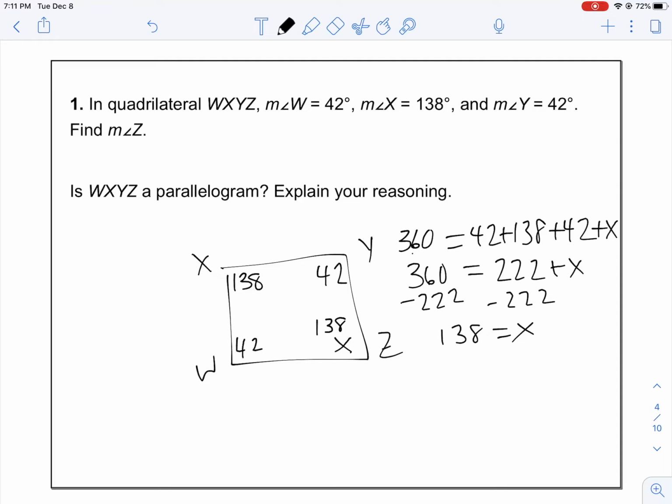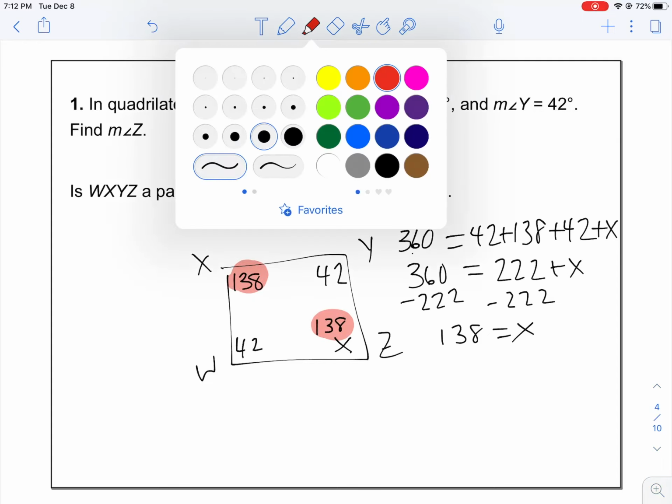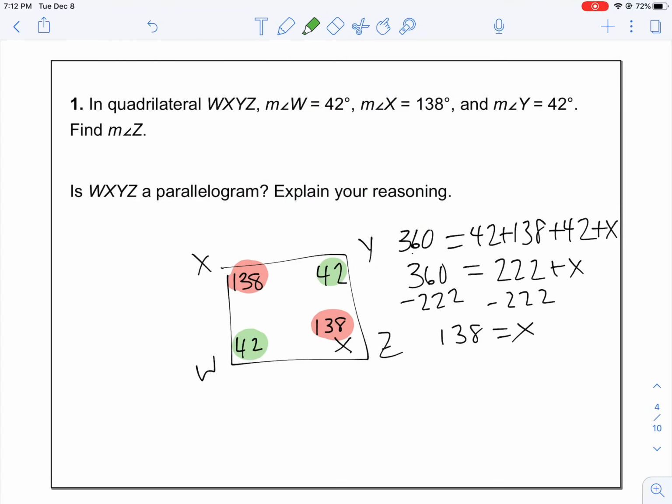And they want to know, is this a parallelogram? Well, of course it is, because these angles are opposite and congruent, and these angles are opposite and congruent. So yes, it's a parallelogram, because opposite angles are congruent. There we go. So again, it's building off what we already know to help us find the new stuff.